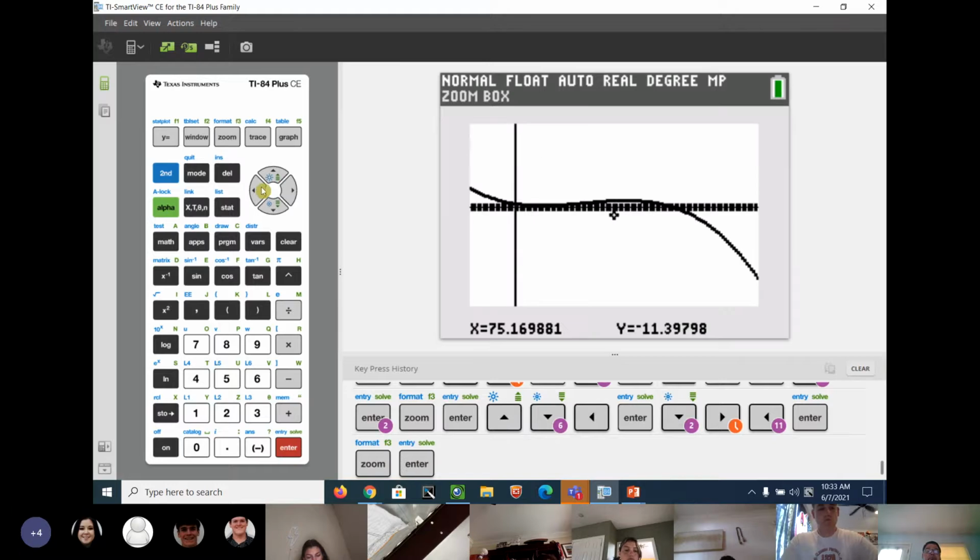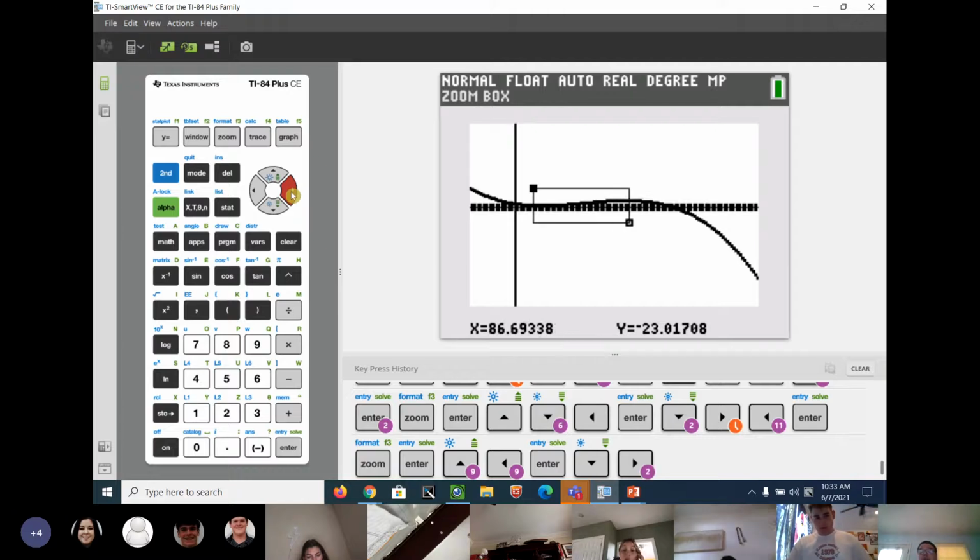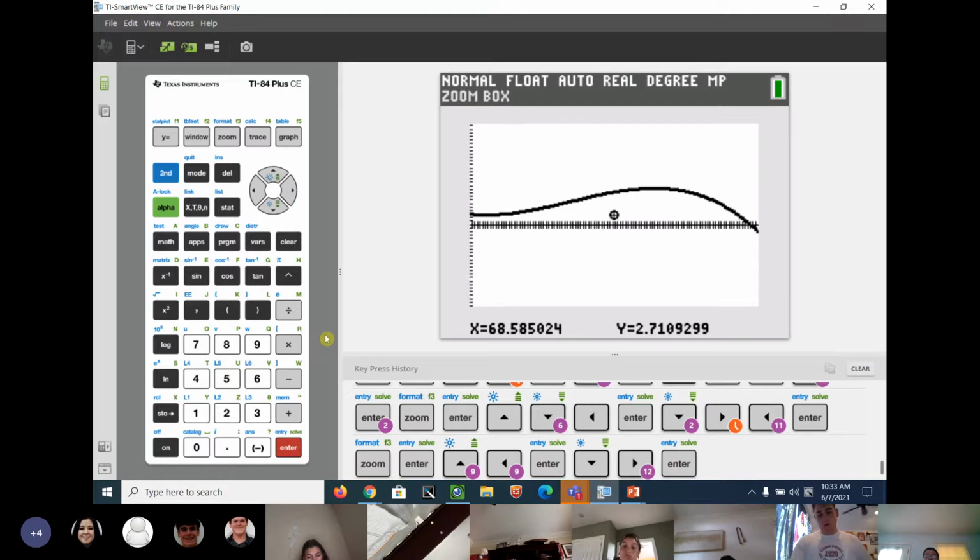Zoom box. Since I'm worried about the X and Y intercepts, I know the X-intercept somewhere is right there. And the other X-intercept looks like it's about right there. Priority 1 message and I missed it. So it may not cross. Let's see. It may cross just right there.